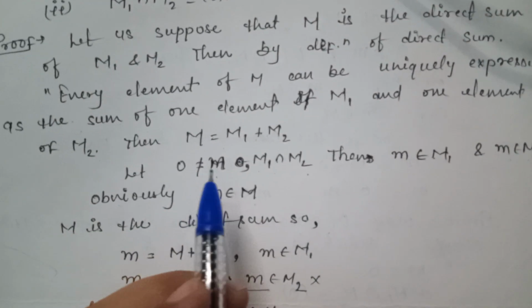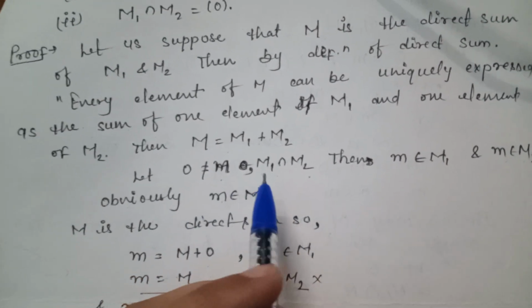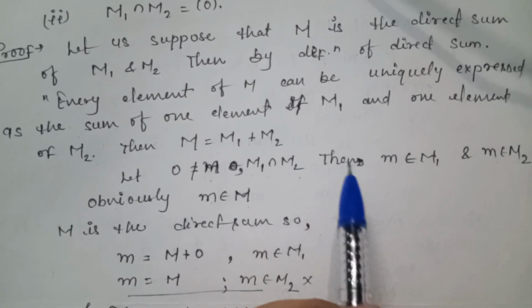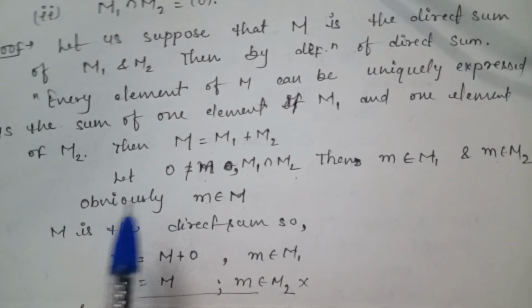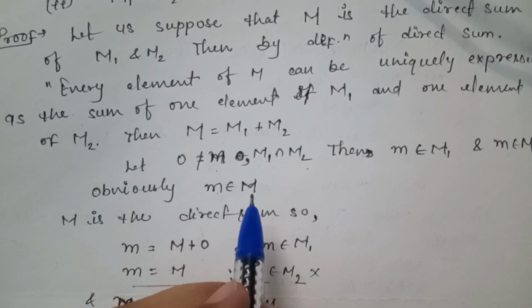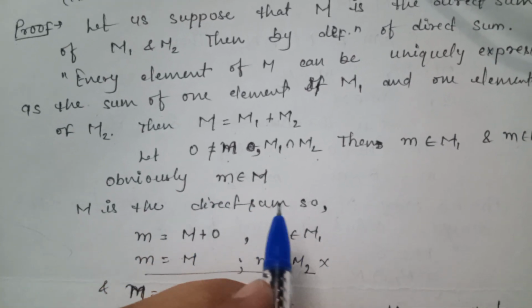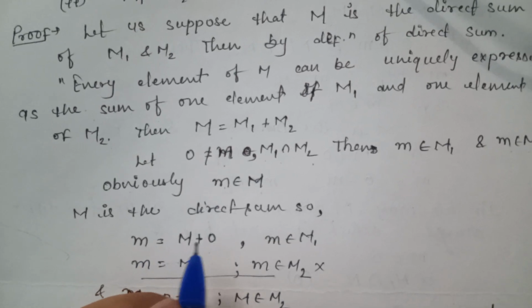Let 0 is not equal to small m in M1 intersection M2. Then small m belongs to M1 and small m belongs to M2. Obviously small m belongs to capital M. Capital M is a direct sum, so small m is equal to small m plus 0.